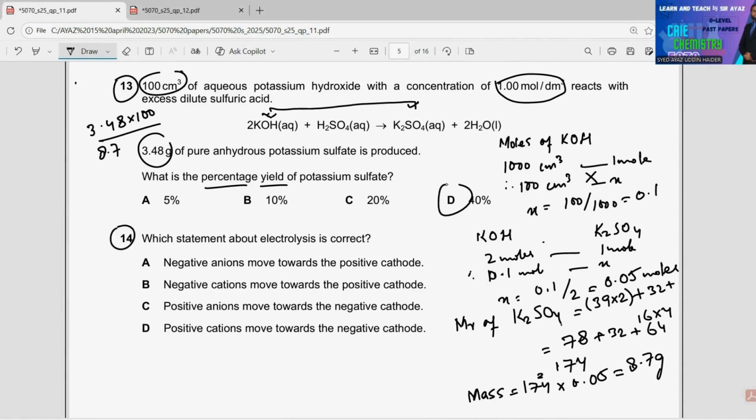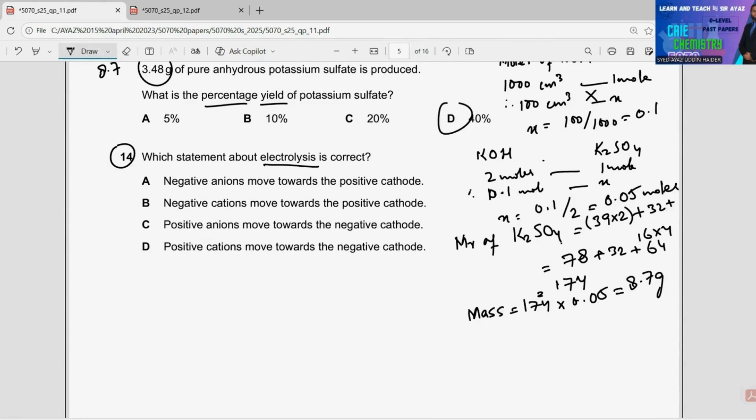14. Which statement about electrolysis is correct? A. Negative anions move towards the positive cathode. Remember, anions move towards the anode, and anode is not negative, it's the positive electrode. So this is incorrect straight away.